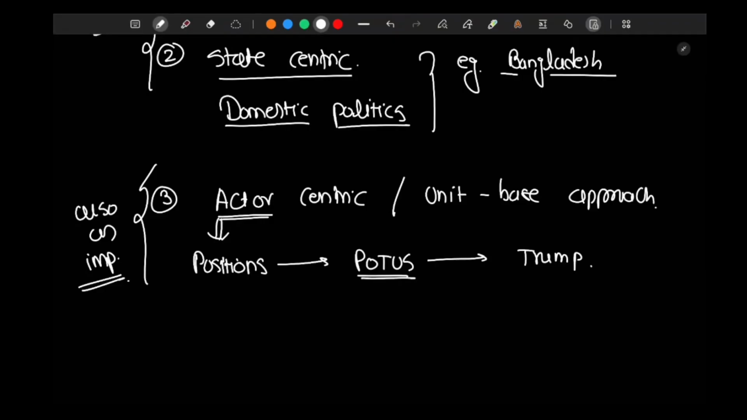Right? Actor-centric view has been really important these days. Actors who occupy positions of importance are also important. The UN Secretary General is a very important person. His views, his reports become very important to understand. So these are three images. These three images can explain and help understand the whole of international politics, right?